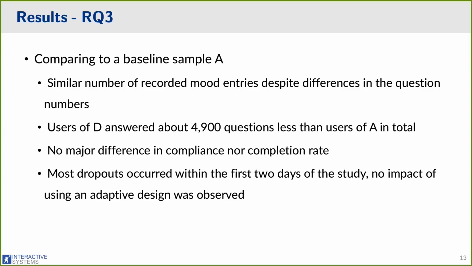Comparing the use of the adaptive approach with the classic approach, the number of completed mood entries were similar, although users of the adaptive approach had to answer about 5,000 questions less. No major difference between user compliance nor completion rate were found, and in particular, most dropouts happened within the first 2 days of the study, similarly affecting both the adaptive measure and the classic version. This is most likely related to the user's expectation of a measurement session beforehand.